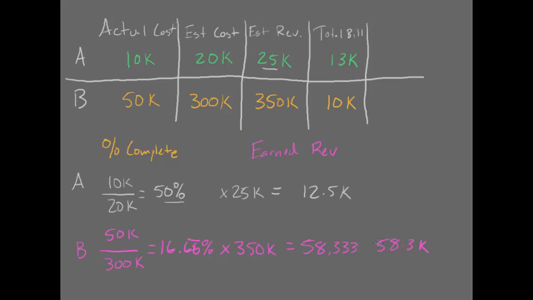58.3K. So now we have our earned revenue for both of these projects, which I am going to come up and put into our chart up here. Earned revenue. We had 12.5 for project 1, and we had 58.3 for project B. Project A, project 1, it's all the same thing in the end. Earned revenue. Now we're ready to get the last step done.